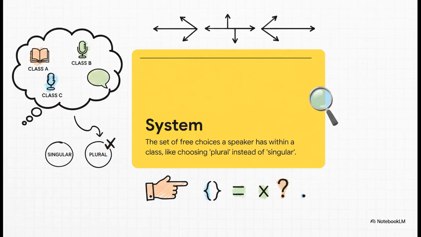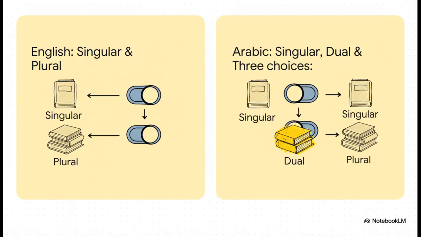And our last tool is system. This is all about the choices you have. So the bouncer, class, lets you into the verb section of the club. System is the menu of options you have once you're inside. It's the set of free choices you can make from within that class. A perfect example is the number system for nouns. In English, our system gives us a two-way choice, singular or plural, book or books.